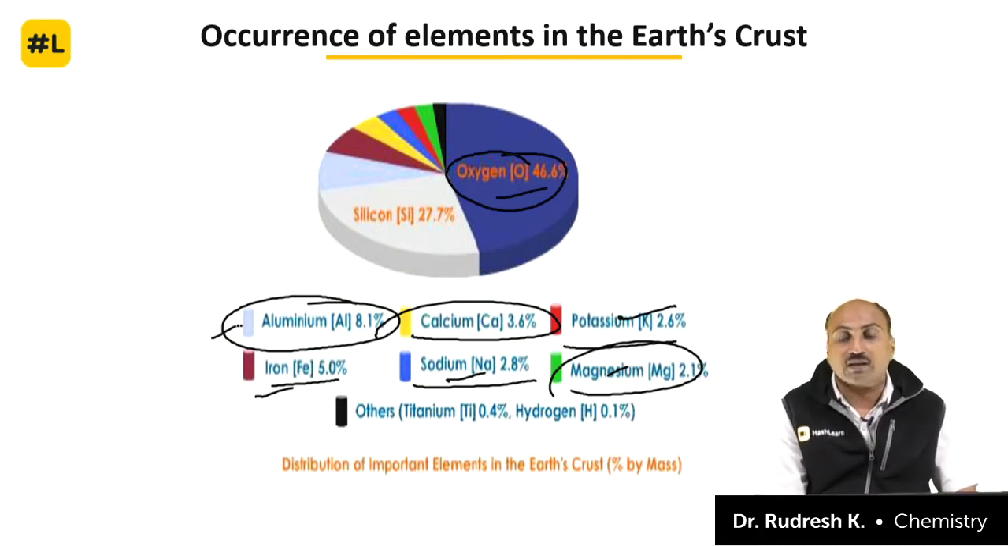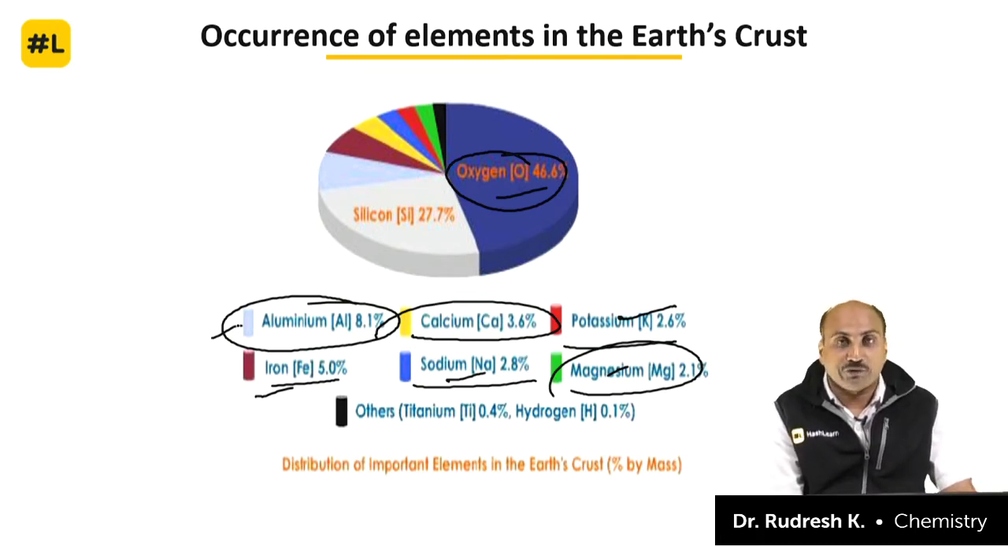Once we know the occurrence of these elements, we see that they exist in the combined form and never in the free form. Only a few elements exist in the free form, and they are called the noble elements. Can anybody tell me what the noble elements in the periodic table are?